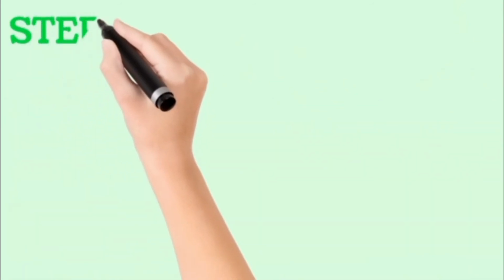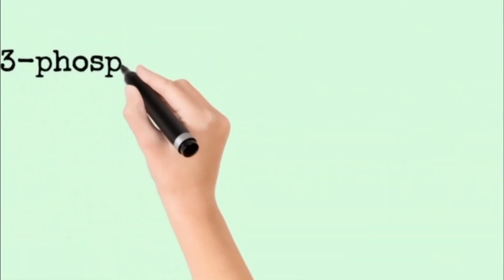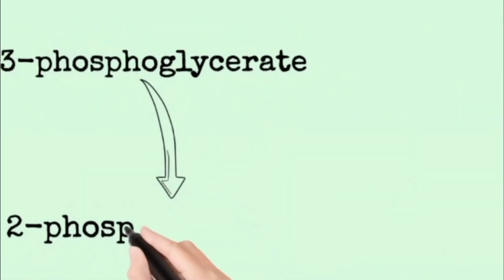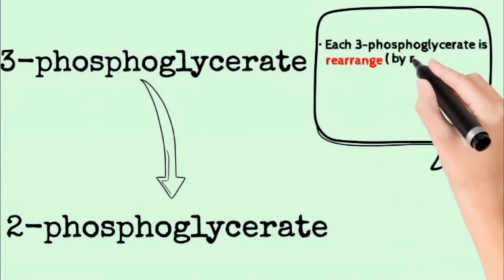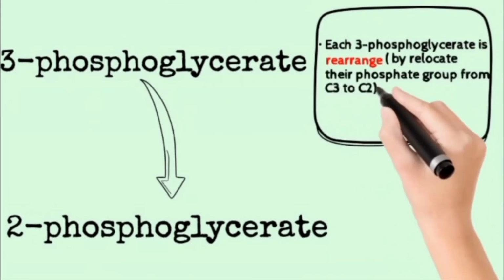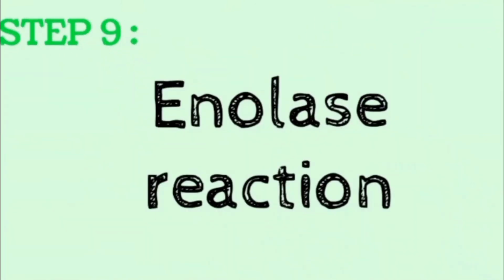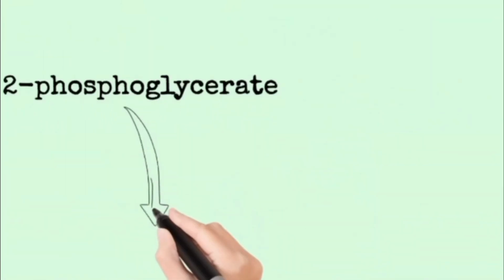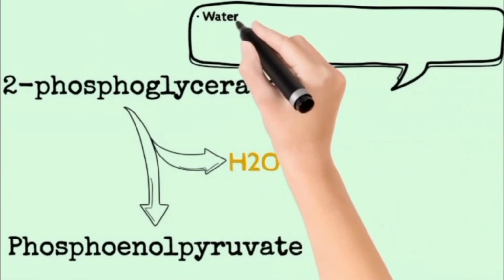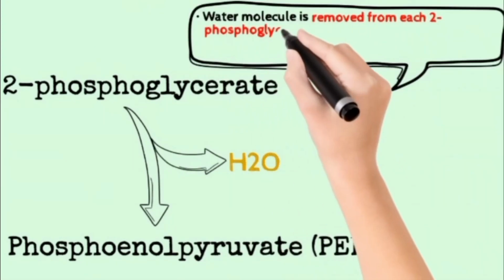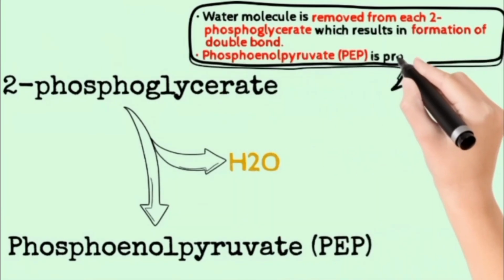Step number 8. Phosphoglycerate mutase reaction. Each 3-phosphoglycerate is rearranged by relocating its phosphate group from C3 to C2, forming 2-phosphoglycerate. Step 9. Enolase reaction. 2-phosphoglycerate is converted to phosphoenolpyruvate (PEP). A water molecule is removed from each 2-phosphoglycerate, which results in the formation of a double bond.